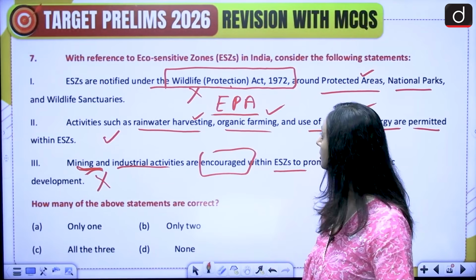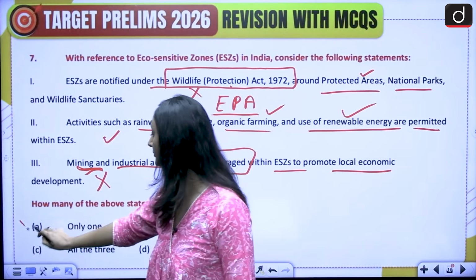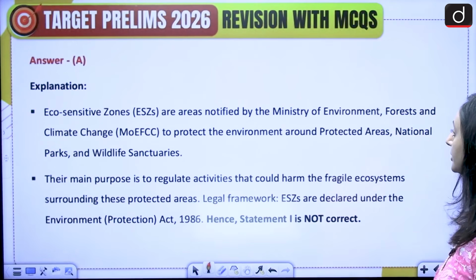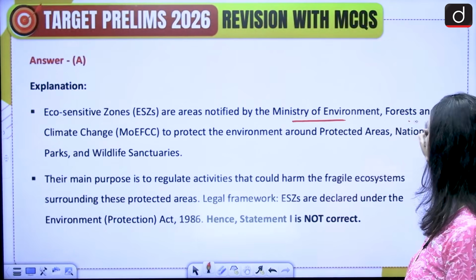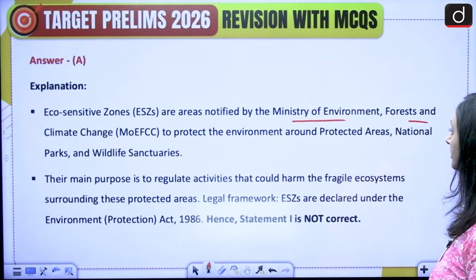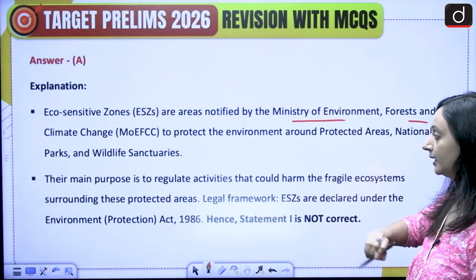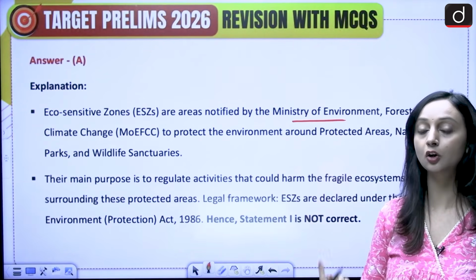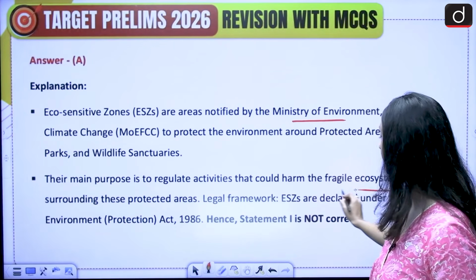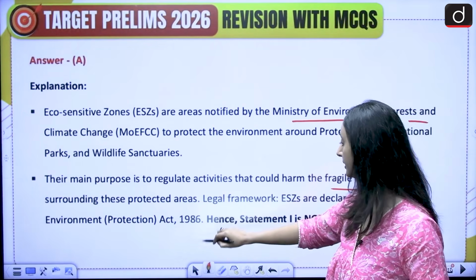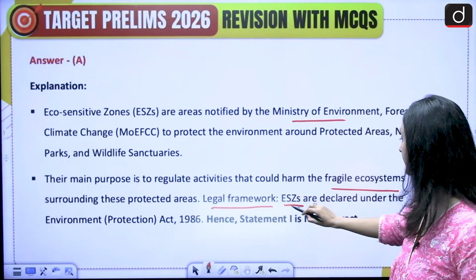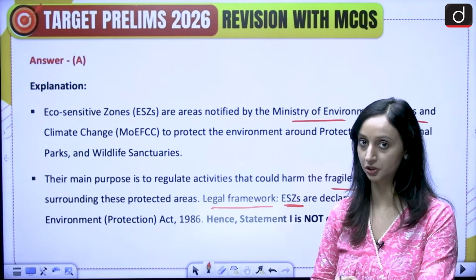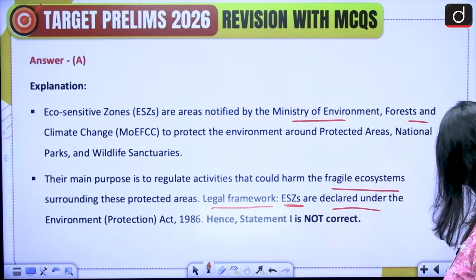So how many are correct? Only 1. Option A, only 1. Eco-sensitive zones are areas notified by the Ministry of Environment, Forests and Climate Change to protect the environment around protected areas, national parks and wildlife sanctuaries. And what is the purpose? The purpose is to regulate economic activities around these fragile ecosystems surrounding the protected areas. The legal framework is that ESZs are declared under the Environment Protection Act and not the Wildlife Protection Act. So the first statement is not correct.